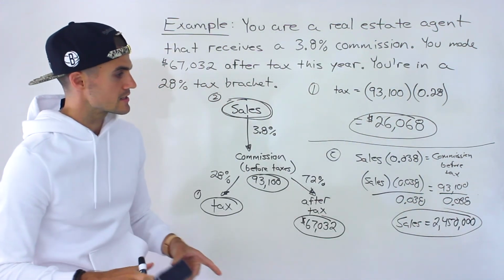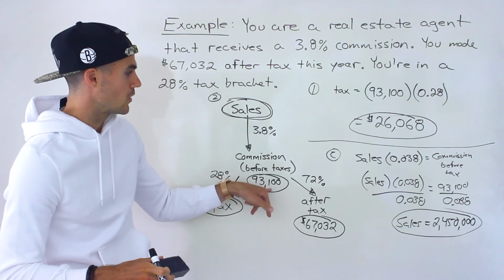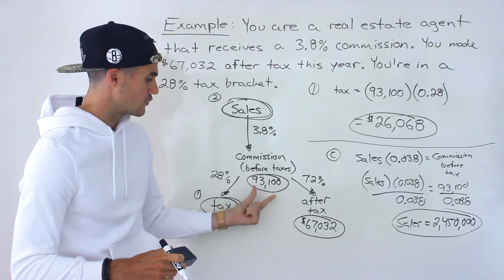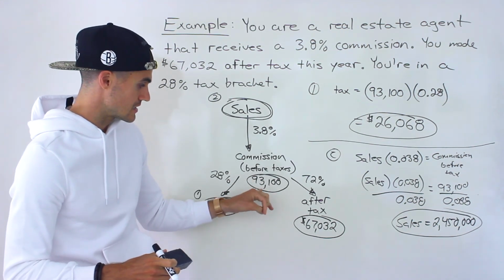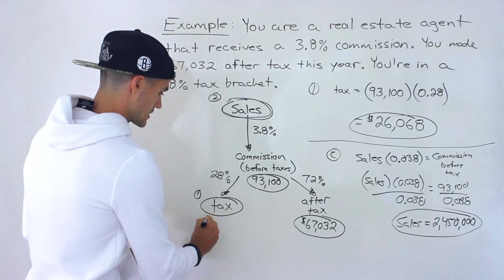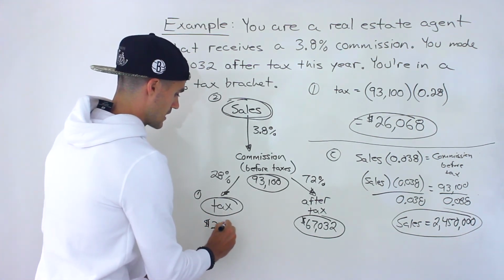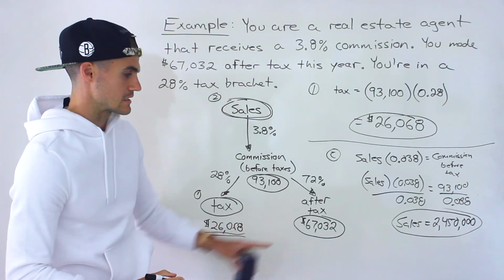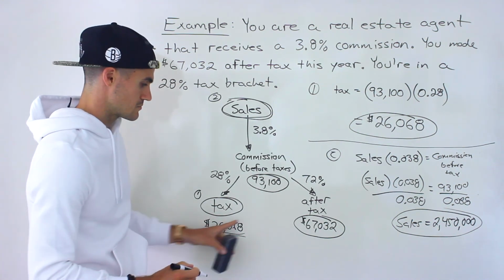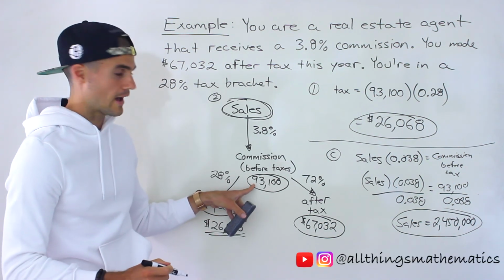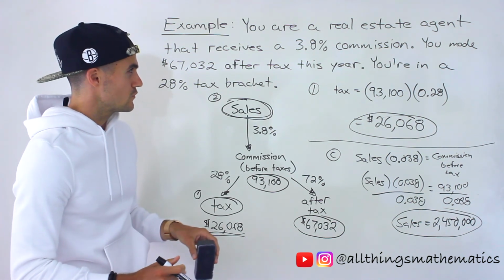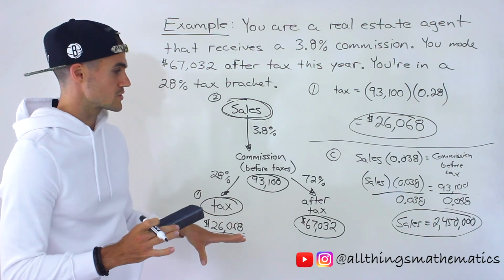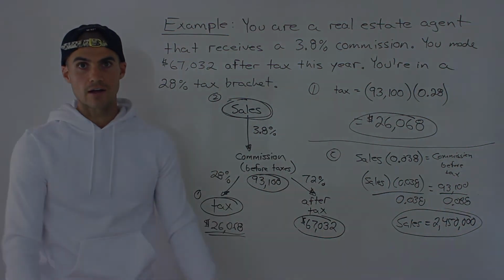That's the amount of real estate you had to sell in order to get 93,100 if your commission rate is 3.8%. And from that, if you're paying a 28% tax, $26,068 is the amount of tax you're going to pay, and so you're going to be left with $67,032. You could check this by adding these two, and it would add up to that amount. So if you get a question like this, I'd recommend maybe making a diagram just so you see from a higher level first what's going on before getting into the actual algebra.